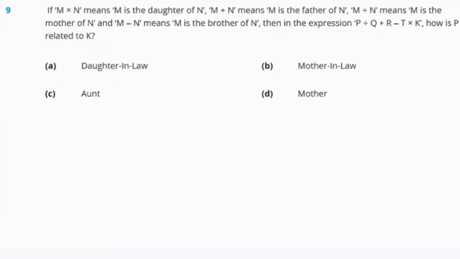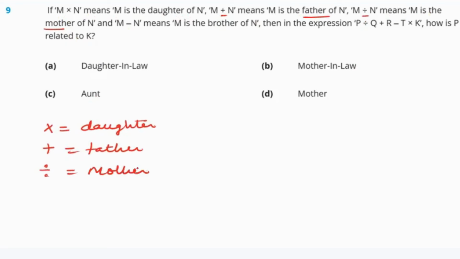Now, the next one is saying that M times N means M is the daughter of N. So this multiplication sign means daughter. Now M plus N means M is the father of N. So plus means father. Now M divided by N means M is the mother of N. So this division sign means mother. And M minus N means M is the brother of N, which means the minus sign stands for brother.